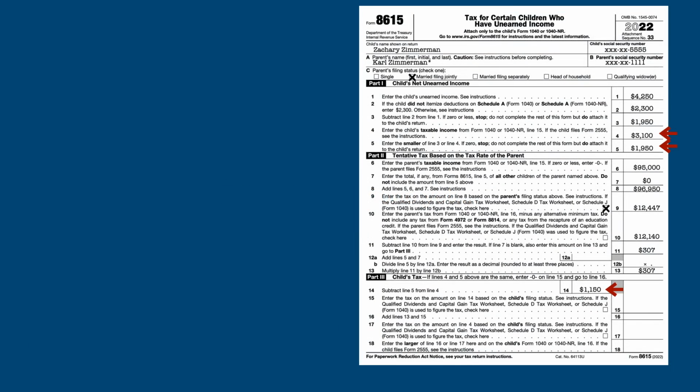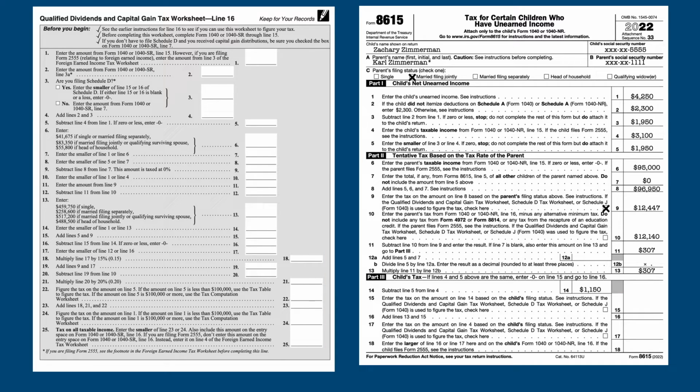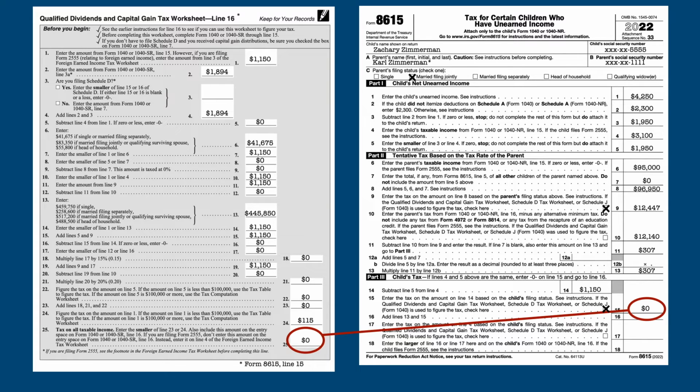But we're not done yet. For Part 3, we start by subtracting the amount subject to Kiddie Tax from Zack's taxable income. The result is entered on line 14. Completing a qualified dividends and capital gains worksheet for Zack's income that is not subject to Kiddie Tax, including the qualified dividends not subject to Kiddie Tax, shows that none of this amount is taxed. 0 is entered on line 15 and added to line 11, giving Zack a tentative tax of $307.